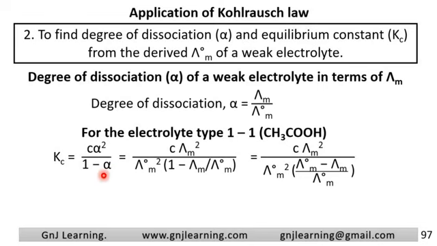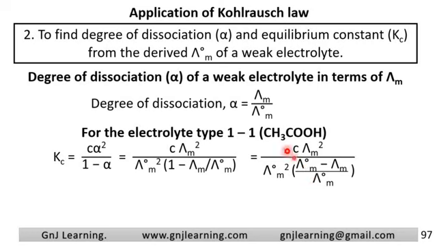This equation is applicable only for electrolytes of type 1,1. For other types of electrolytes, the equation will vary. As far as plus 2 board exams are concerned, this equation is only for you to study. So Kc is equal to C alpha square divided by 1 minus alpha. Instead of alpha I can put lambda m divided by lambda m0, molar conductivity divided by limiting molar conductivity. Then if I substitute, I will get an equation like this.